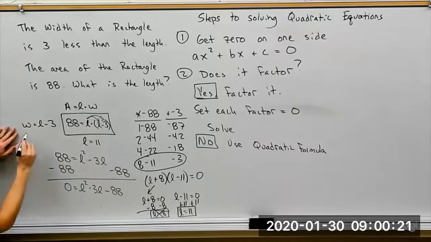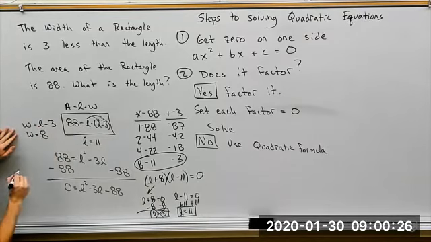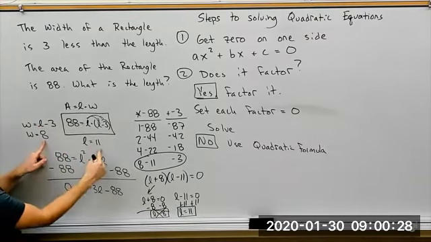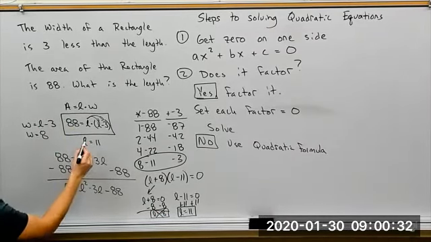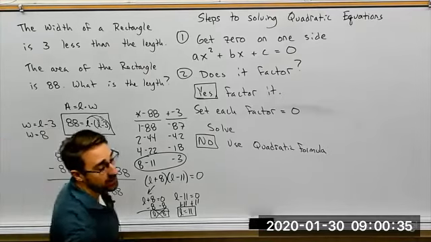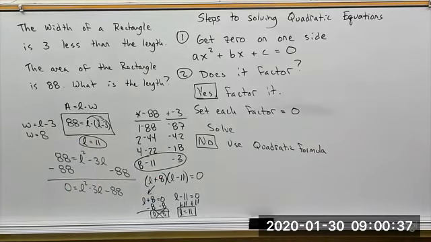And what does that make the width? The width has to be 11 minus 3, which is 8. And 8 times 11 is 88. That's how it works out. The question asks for the length, so write your answer as 11.